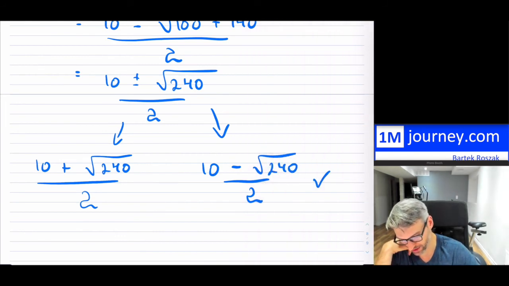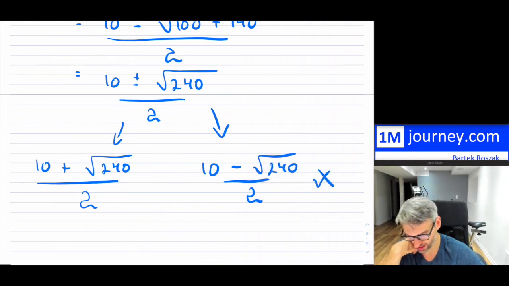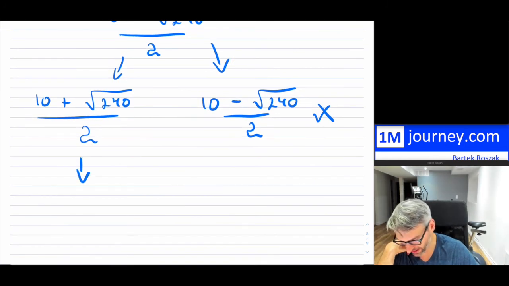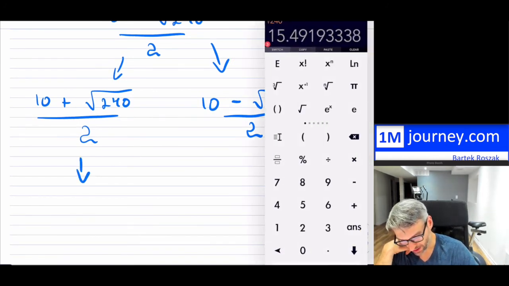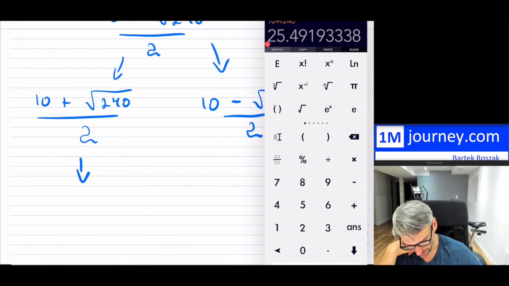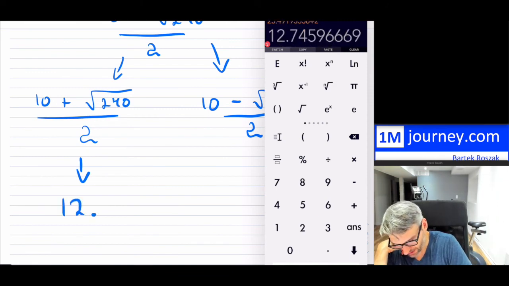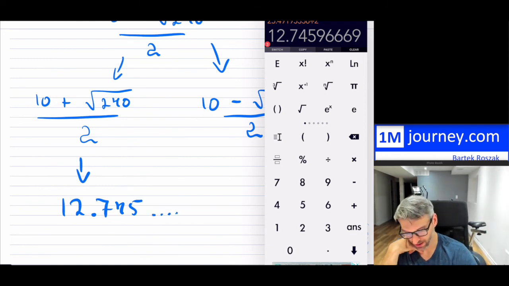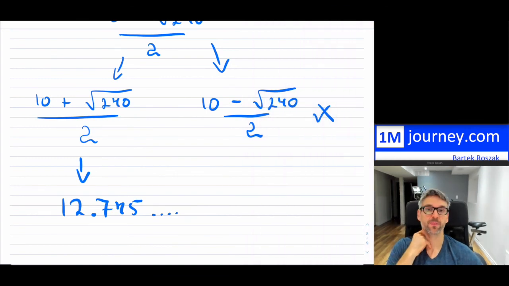So I'm not going to waste my time here. That won't work. That's not an admissible answer. So that means this is the only admissible answer we have. And so for that, it's 10 plus the square root of 240, and that answer is divided by 2. So the answer is approximately this. And again, you can round it to the tenth, which would be 12.7. And that's what you would have had for this example.